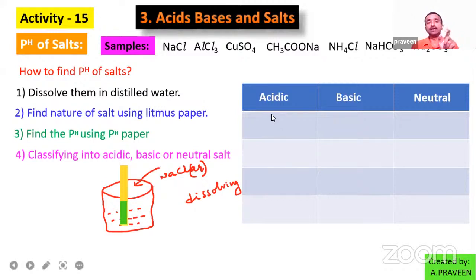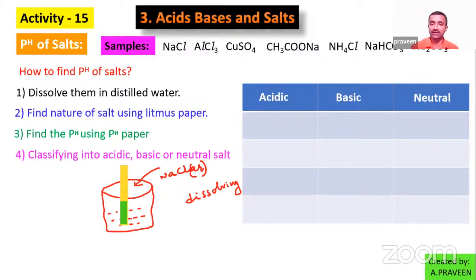Likewise, you find all the given salts, dissolving into distilled water, preparing the aqueous solution, using the blue litmus paper and red litmus paper, noting that observation, then finally using the universal indicator. Observe the color and observe the indicator to know the strength. Then if the pH value is 7, the nature is neutral. If the pH value is lower than 7, less than 7, it is acidic in nature. Above 7, basic in nature.